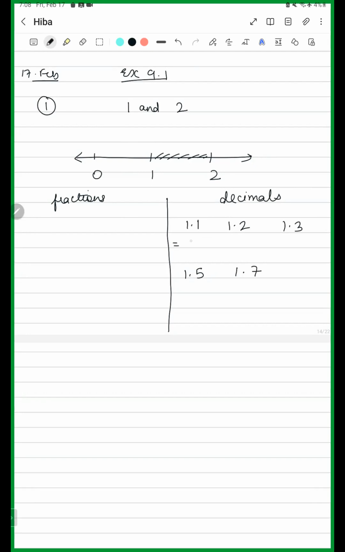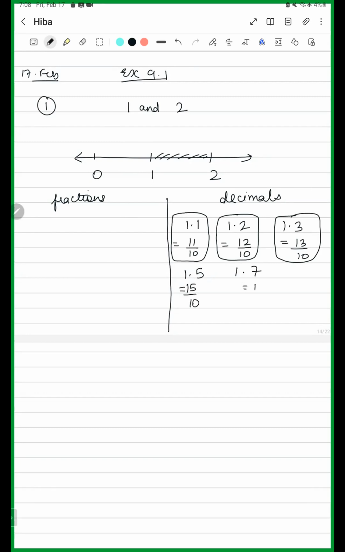This can be written as 11 by 10. This can be written as 12 by 10. This can be written as 13 by 10. Similarly, 15 by 10 and 17 by 10. So it's going to be like this if you're doing it by using decimals.